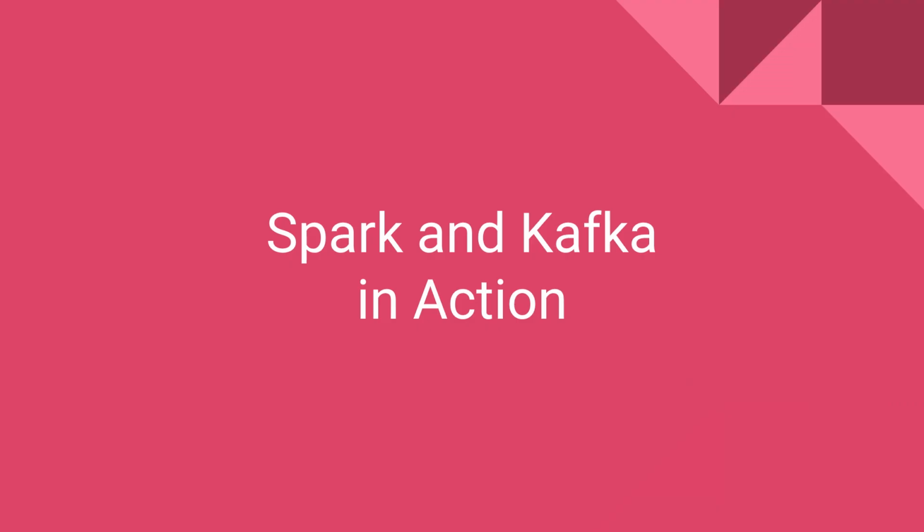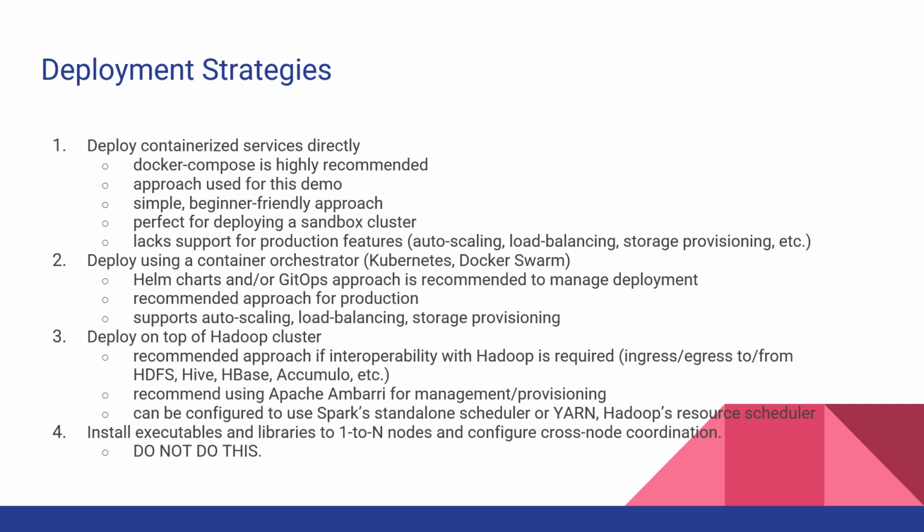Let's take a look at Spark and Kafka in action. There are four approaches for deployment. The simplest method is to deploy containerized services using Docker Compose. This is the approach used in this demo. It's great for rapid deployment of a sandbox cluster, but it lacks production-grade features such as auto-scaling, load balancing, and storage provisioning. The next method is to deploy containers using an orchestrator, such as Kubernetes.